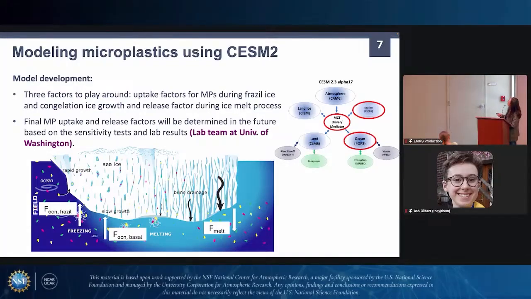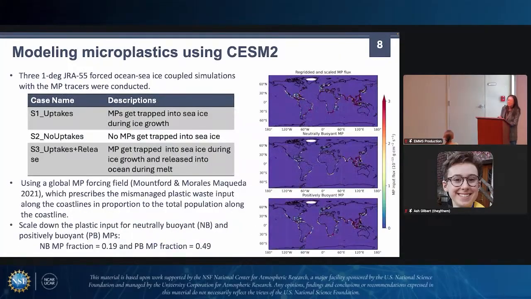So once the model is set up, we have run three 1-degree sea ice ocean coupled simulations with microplastics. The first simulation only includes uptake factors, where microplastic will be trapped into the sea ice during the ice growth process. And the second one has neither uptake nor release factor. And the third simulation includes both uptake and release factors, where microplastic will get trapped into the sea ice and released from the sea ice.